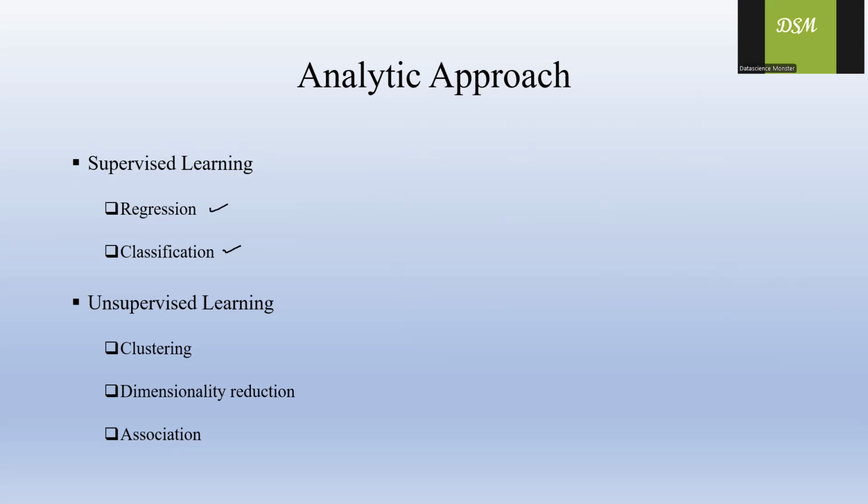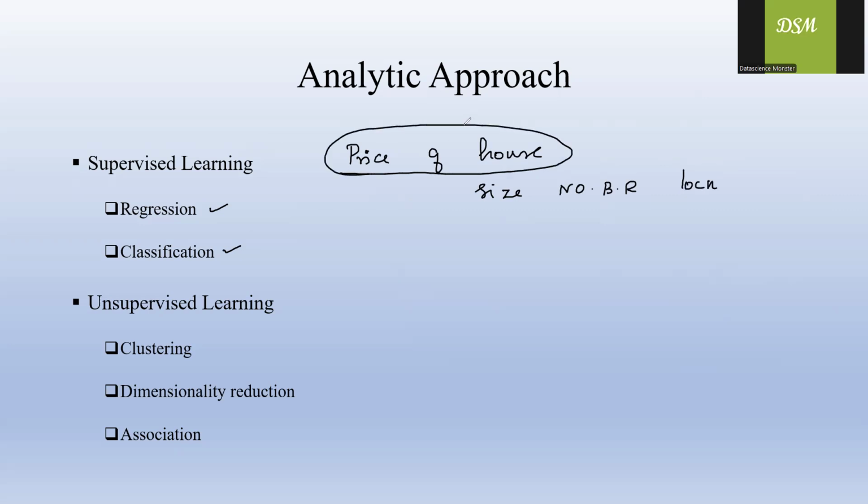So what is meant by regression? You can take the same example, price of a house. Predicting the price of the house based upon size, number of bedrooms, location, etc. So this is the output. This is the dependent variable. And the dependent variable is numerical, right? The dependent variable is numerical here. So if the dependent variable is numerical, then we would be using regression-based algorithms.